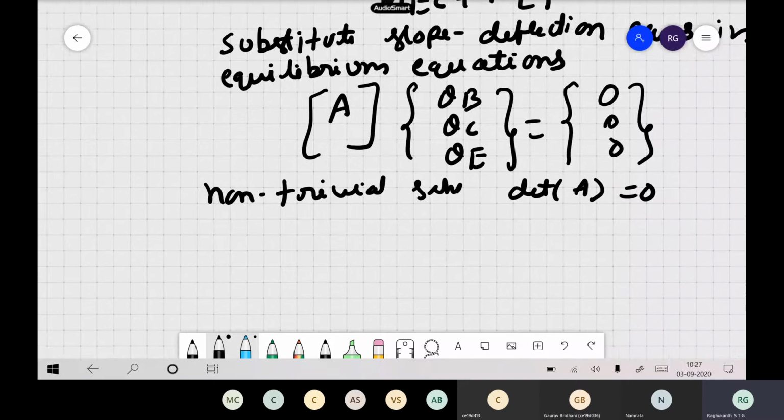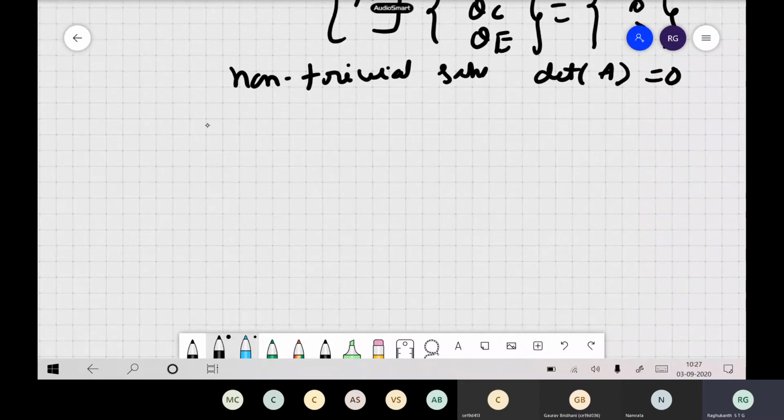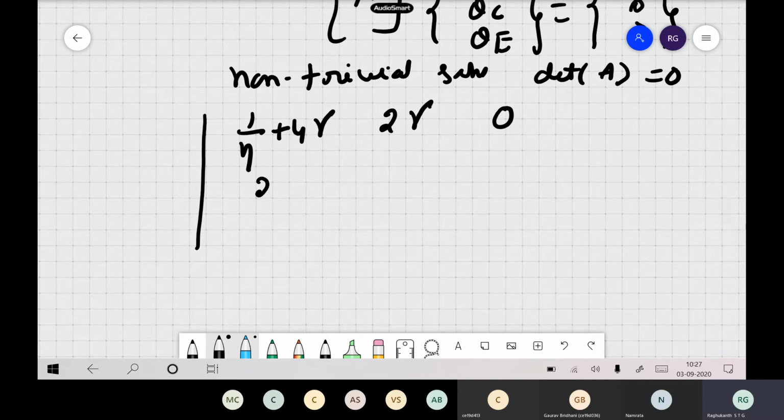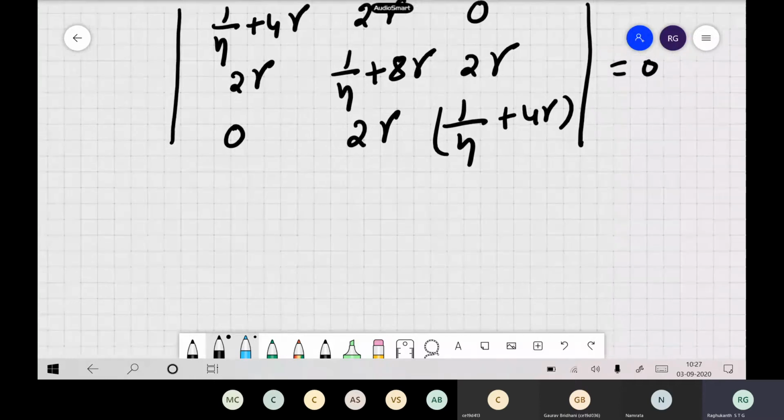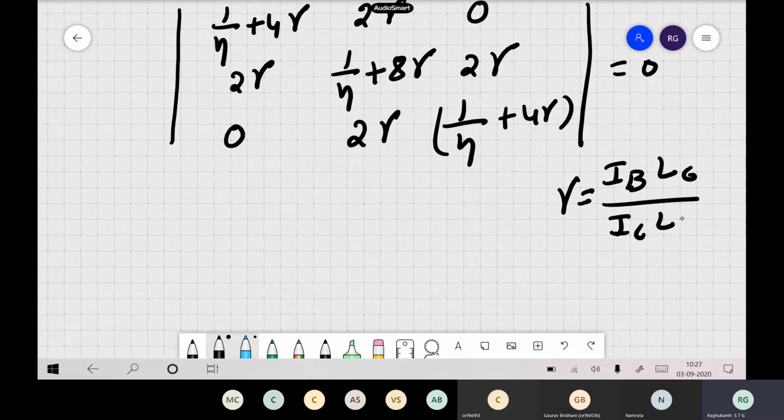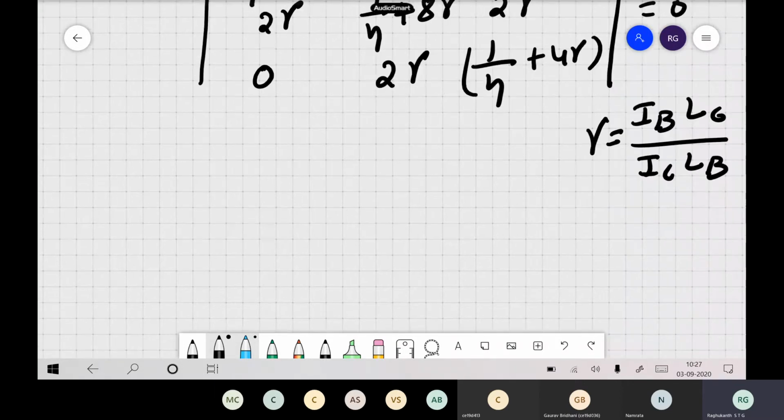Now if you write it nicely, this matrix becomes 1 by eta plus 4 times gamma, 2 times gamma, 0; 2 times gamma, 1 by eta plus 8 times gamma, 2 times gamma; 0, 2 times gamma, 1 by eta plus 4 times gamma. So the determinant of this has to be equal to 0, where eta we have already defined. This gamma is nothing but IB into LC by IC into LB. So this is how the gamma comes.